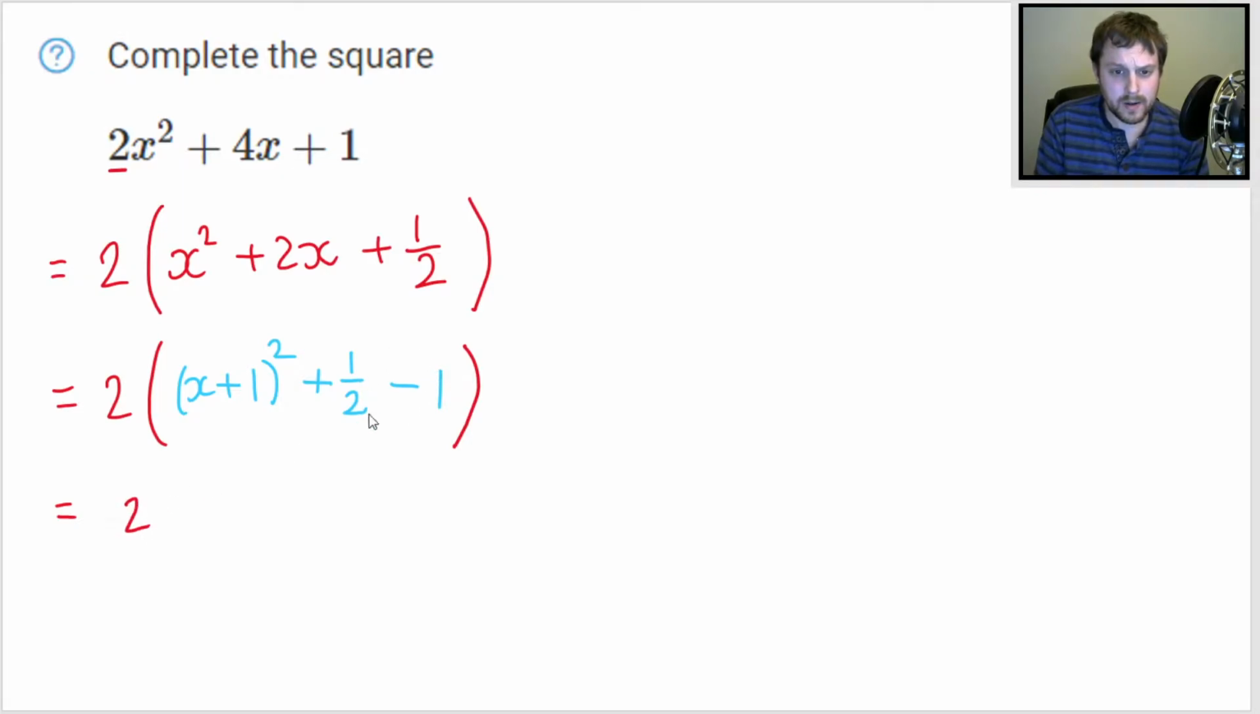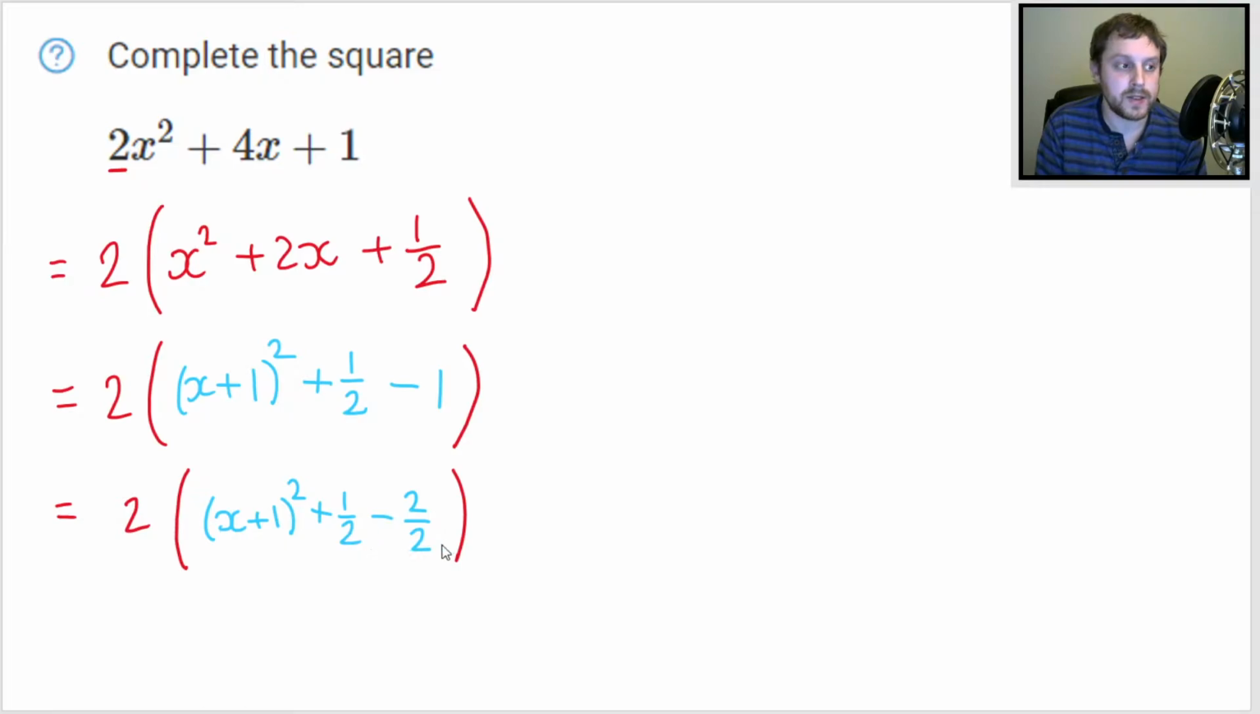So, got to tidy this part up here. Big bracket still, we'll deal with that at the end. I've got the x plus 1 all squared. That bit's kind of done. A half is still a half. But this I'm going to write as minus 2 over 2.